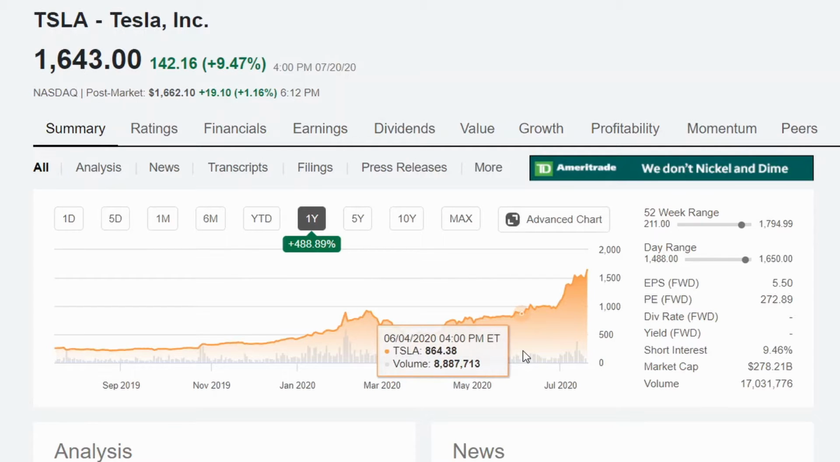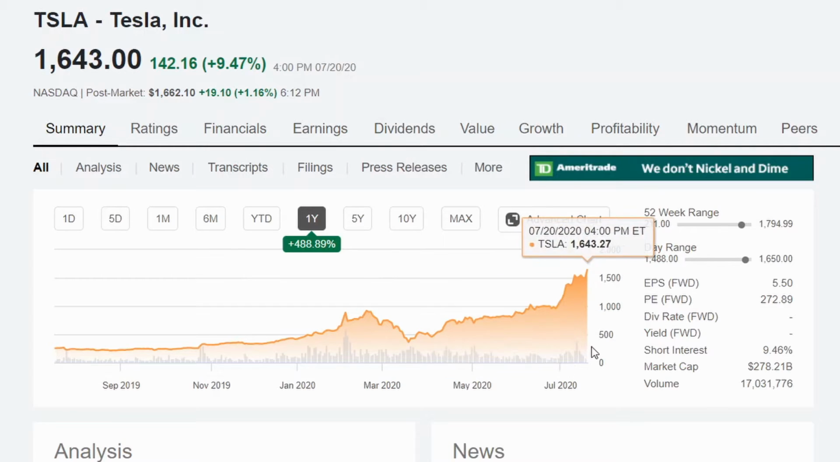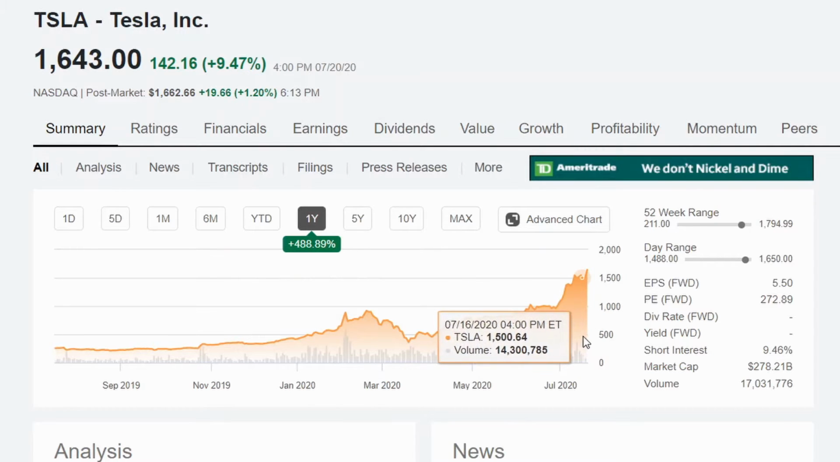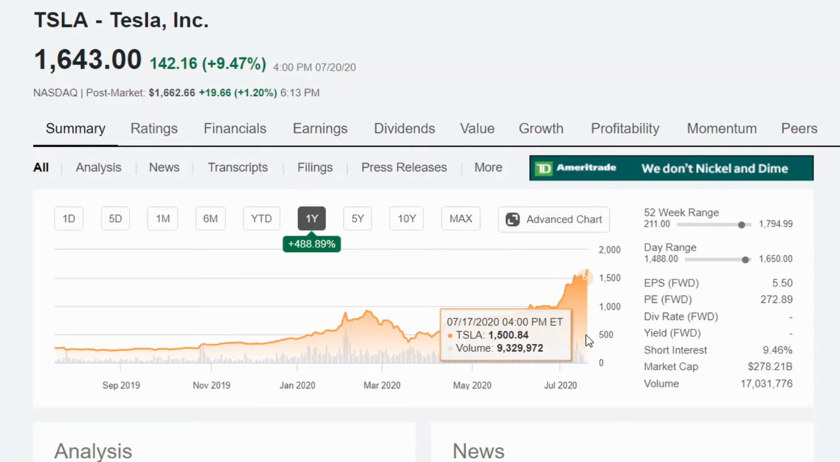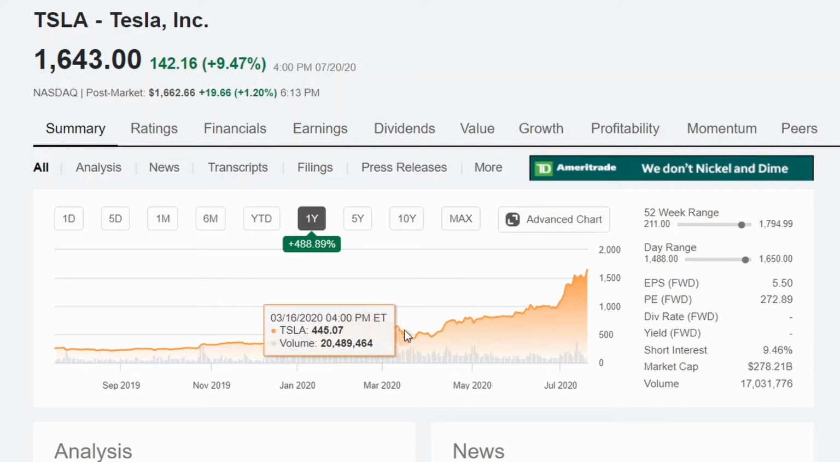So back in June, $864, the volume was 8 million. And then today closed at $1,600. Looks like the volume isn't there yet. Yeah, there's no volume yet. That probably has to come in. But this is very simple.